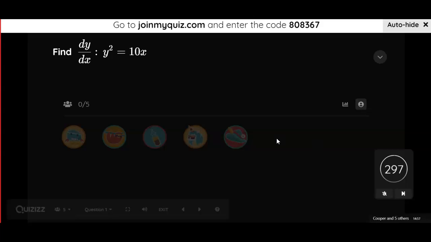Okay, so go ahead and find the derivative of that. You have tons of time. And select your answer, and then we'll talk about our answers after. So find the derivative of y squared equals 10x.